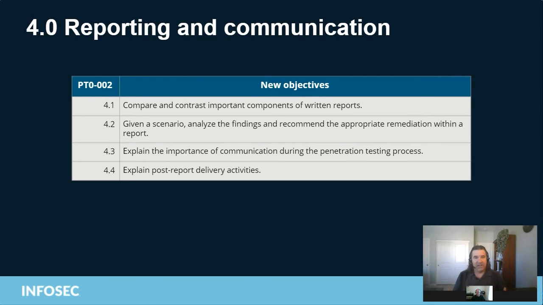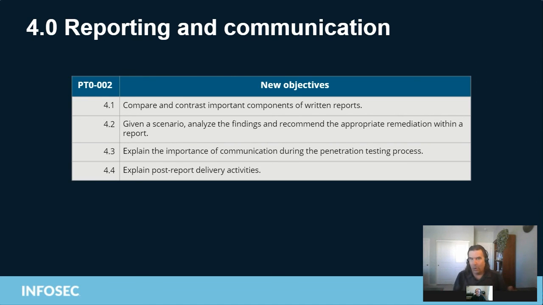Also, we're going to analyze the findings that you got from your tests and recommend the appropriate remediation within this report. So you've got to make sure you can write cohesive sentences. You need to explain the importance of communication during the pen testing process, because communication, we're finding, is everything. It's so simple, but everyone gets busy and sometimes you don't communicate. You have to make sure you've got a process for this so you can get those vulnerabilities identified up at the top, where they're going to need to do some work, maybe budget to replace a system if you can't fix it, because the vulnerability is unfixable.